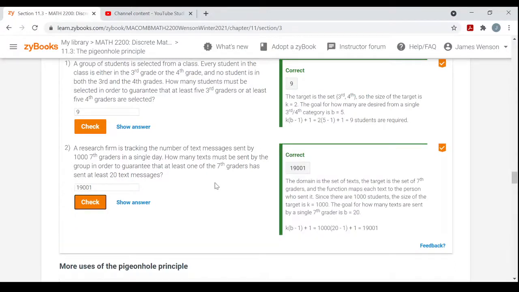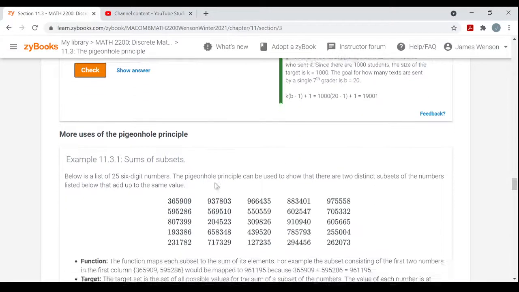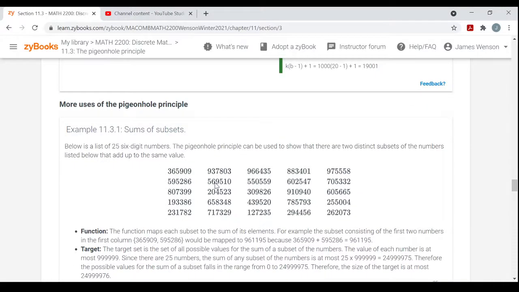Okay. All right, now some more uses. These are some nice ones. Now I'll just read some of these off, and not all of them. But more uses of the pigeonhole principle.